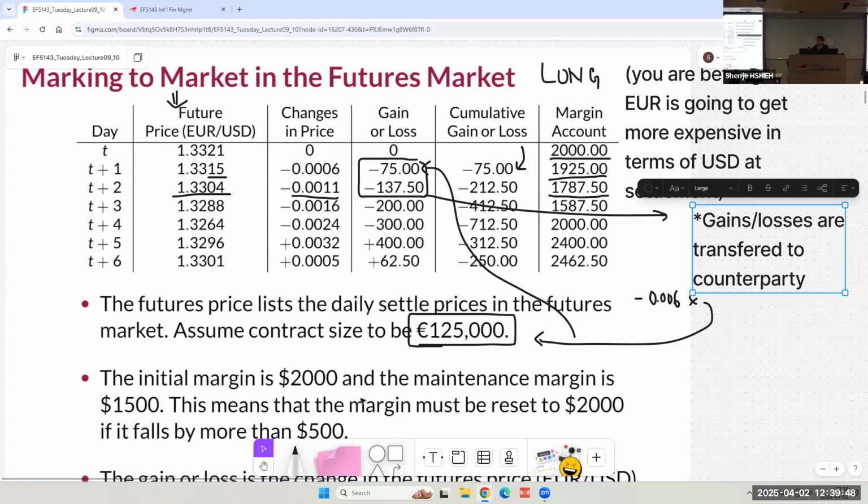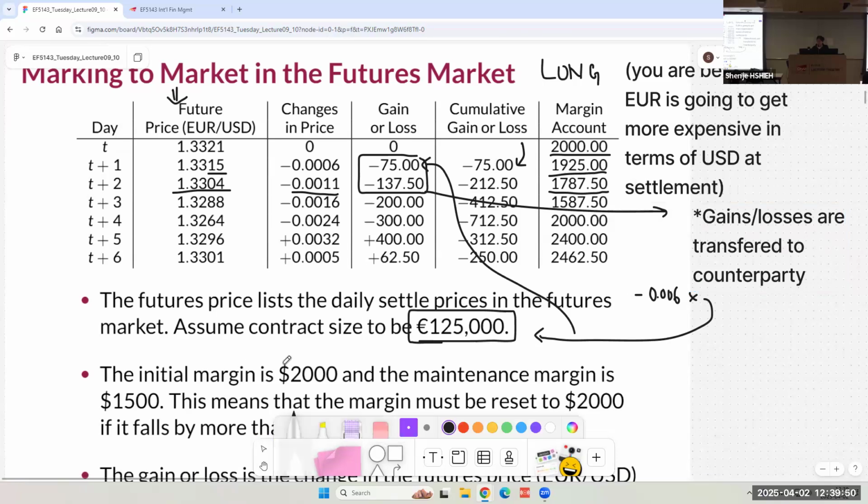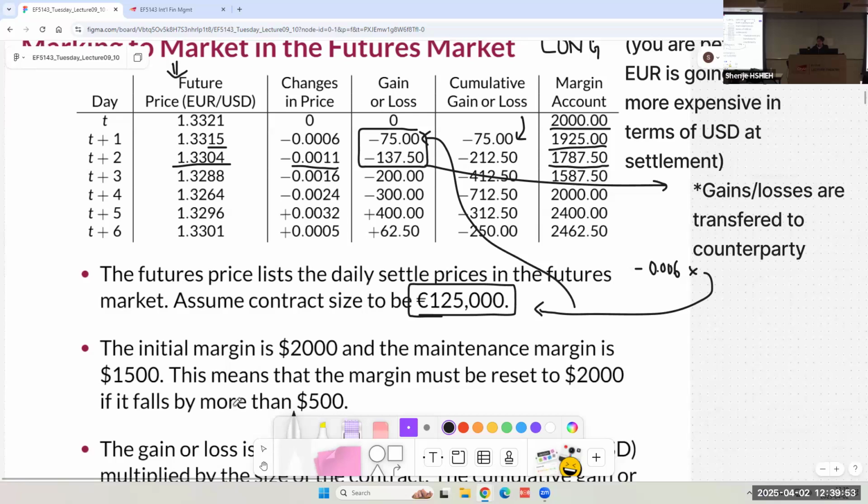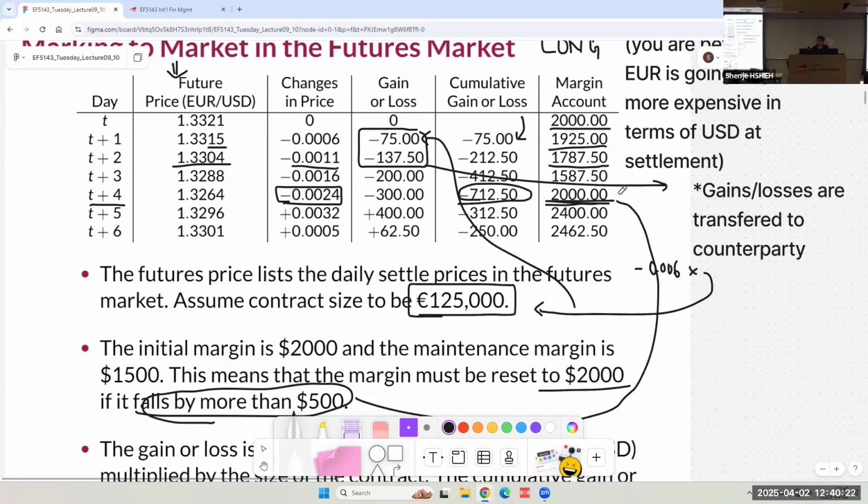So up to T4, the scenario is that if there is a fall by more than $500, it will trigger you to recapitalize your margin back to 2000. So as you can see at T plus 4, there's a further decrease, even worse for you. The cumulative loss now exceeds 500, which means that you have to recapitalize your margin. So this is right here. That's why it's 2000 again.